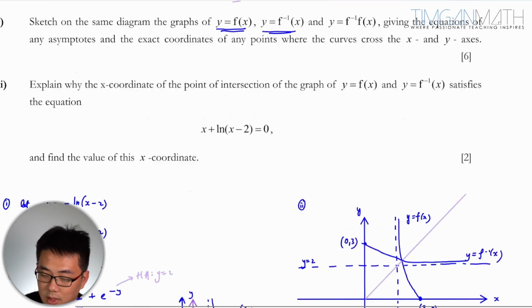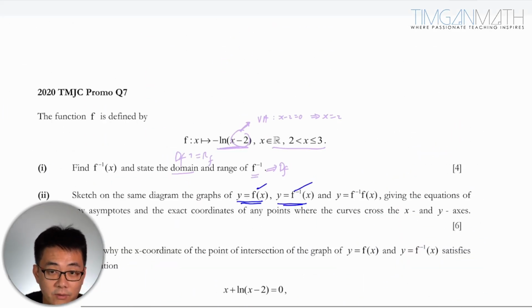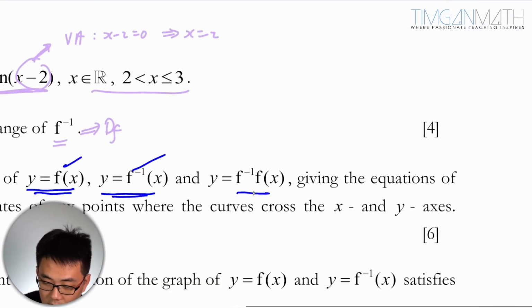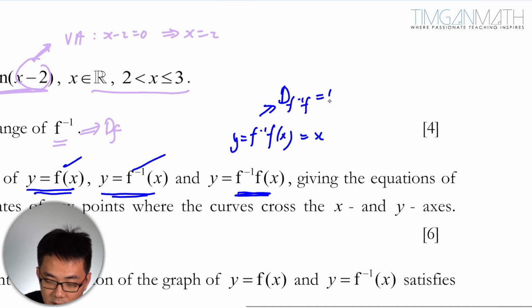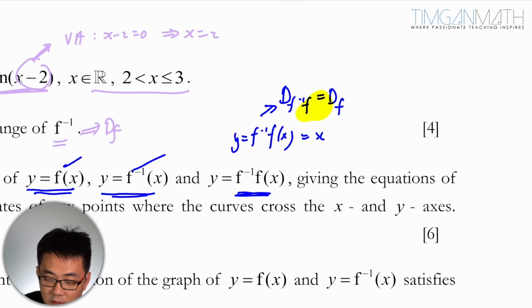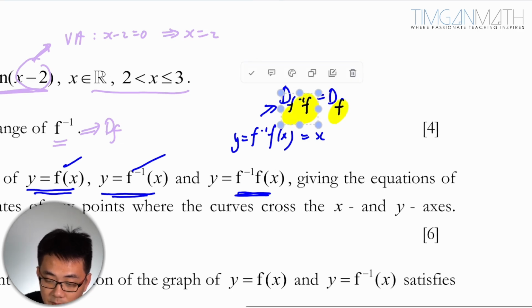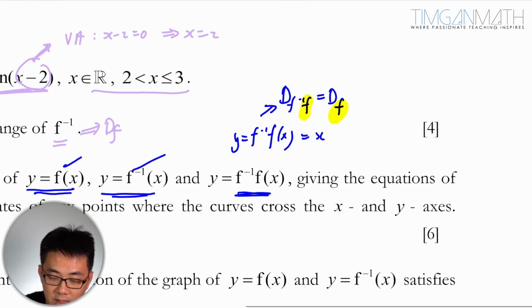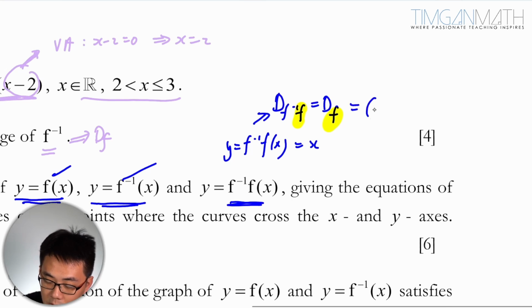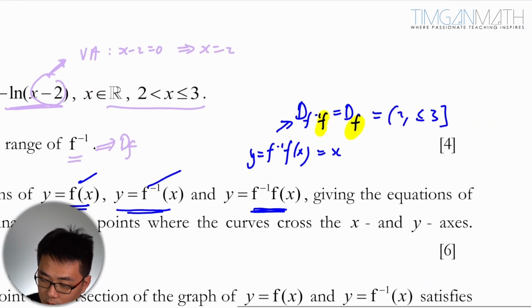So I've already sketched out y equals f(x) and y equals f inverse, but this over here is interesting. This is y equals f inverse f(x). Now this will just be x, okay? But the domain of f inverse f is the domain of f. This is a composite function. The domain of the composite function will be decided by the first function. So we're going to adjust from 2 to 3. Okay, 2 to 3. So I'm just going to draw from 2 to 3 here.